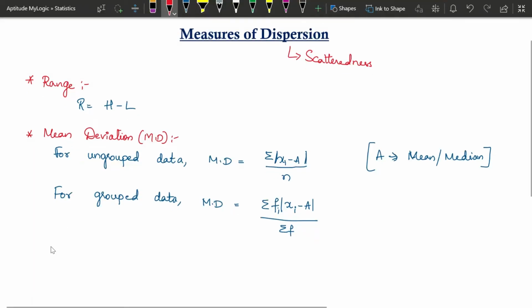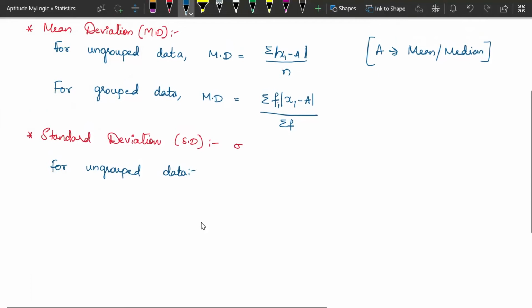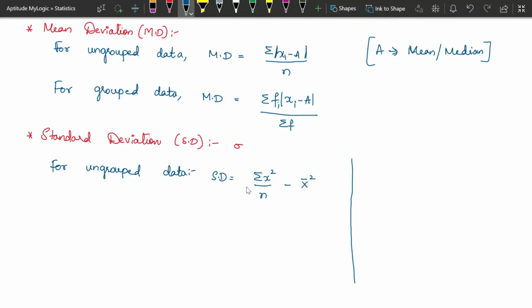The next one is the standard deviation. For standard deviation, we have two types of formulas. For ungrouped data, we have two set of formulas here. One is using deviations, the other one is using squares. So let me write both the formulas. The first one is, we will find standard deviation using, first we take squares of all the values divided by number of values, subtracted from mean square. This is one method. The other method is, we will find deviations.